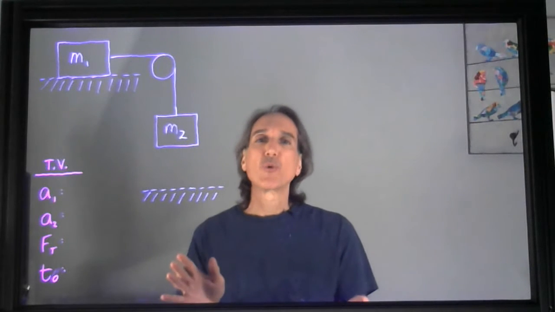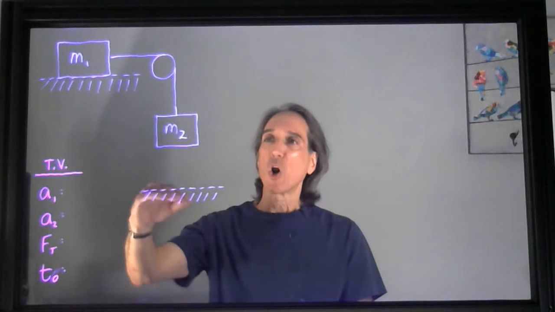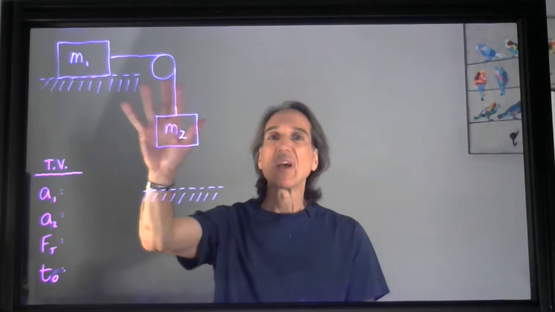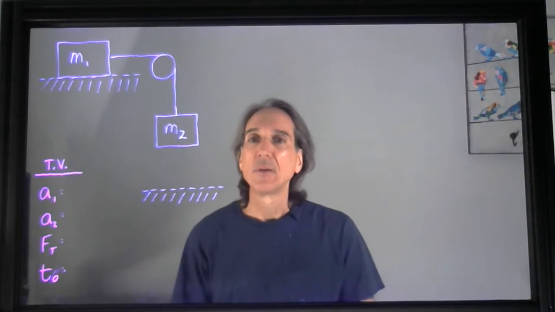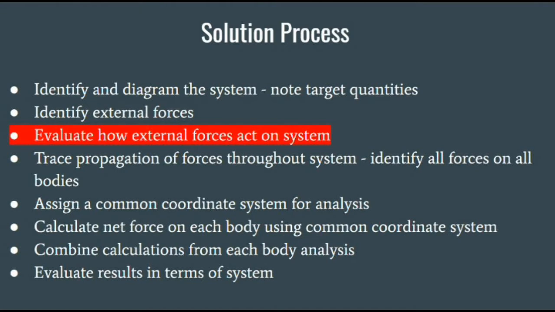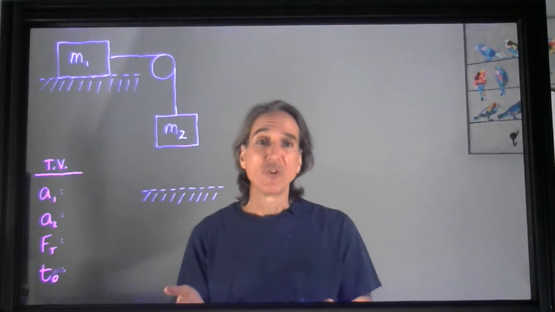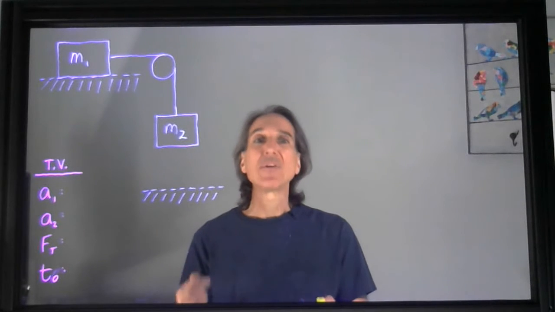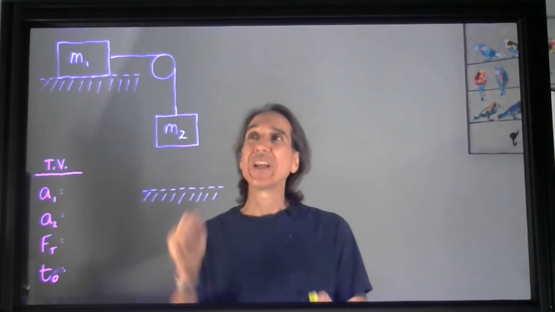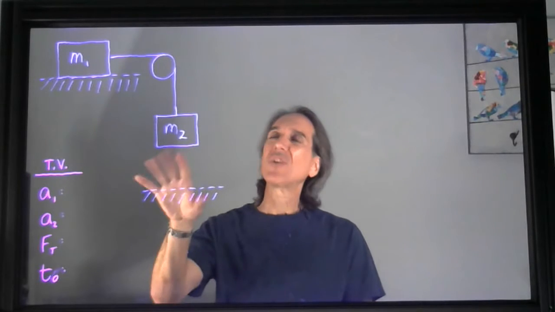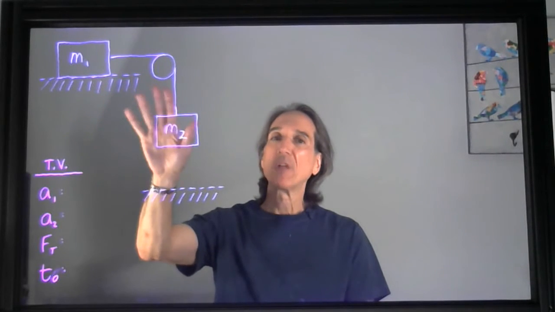The only external forces in this particular problem are gravity. Everything else is included inside the system. Gravity acts on all bodies in the system, but that doesn't mean that gravity directly induces motion on each one of the bodies. So let's take a look at each individual body's response to gravity.